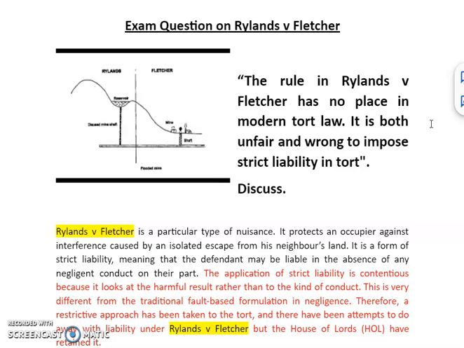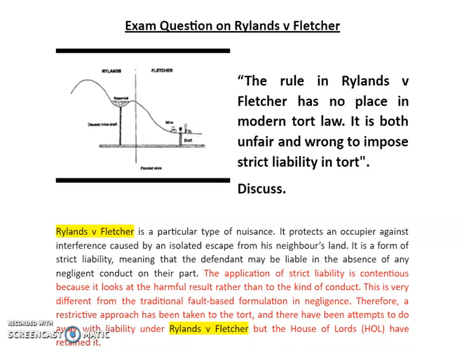The rule in Rylands and Fletcher has no place in modern tort law. It is both unfair and wrong to impose strict liability in tort. Discuss. So for this question, you need to do two key things. Firstly, you need to explain all of the rules, all of the cases, all of the principles from the rule in Rylands and Fletcher. And secondly, you need to evaluate the law.